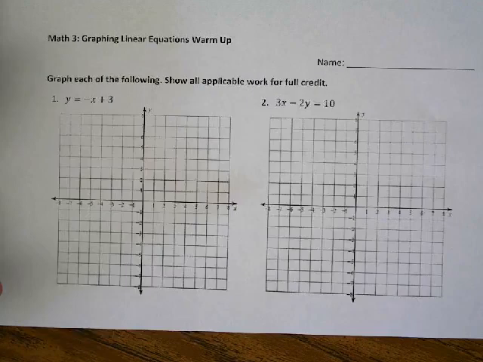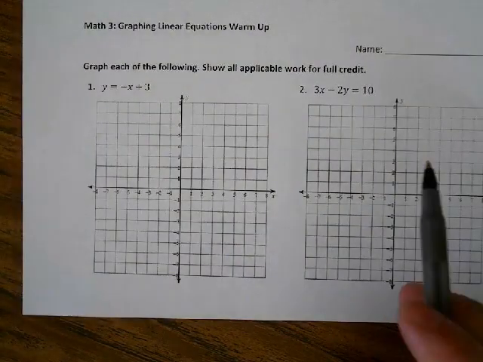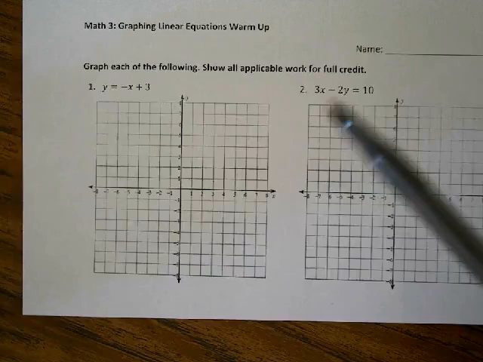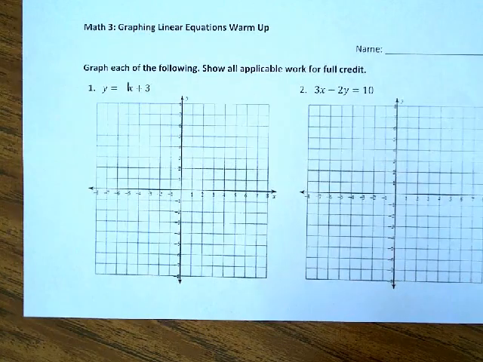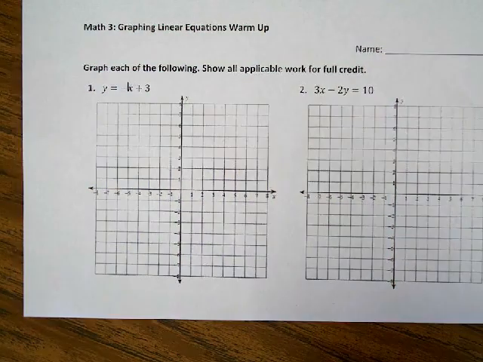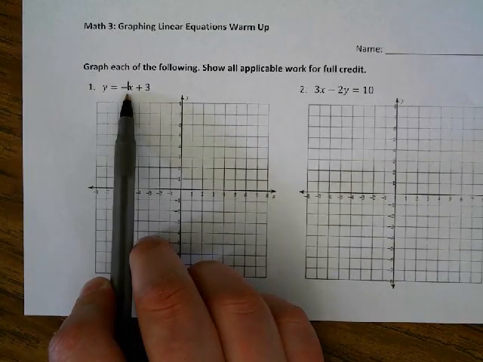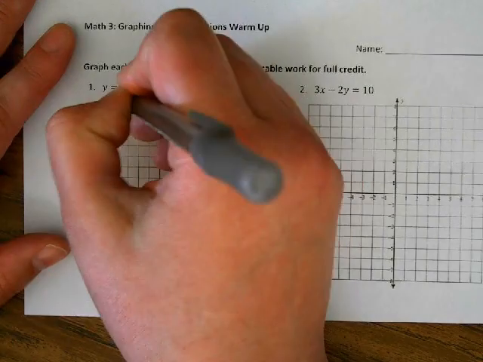Right, let's go over this first one. So, what number should be in front of the x? A 1. A 1 should be in front of the x. If we want that number to be a fraction, what do we put it over? 1.